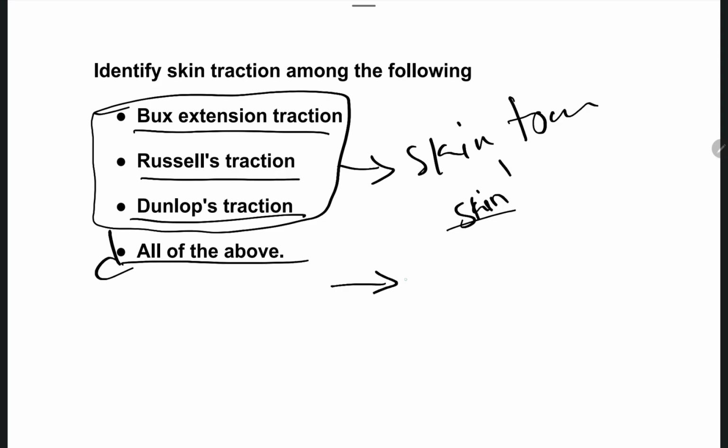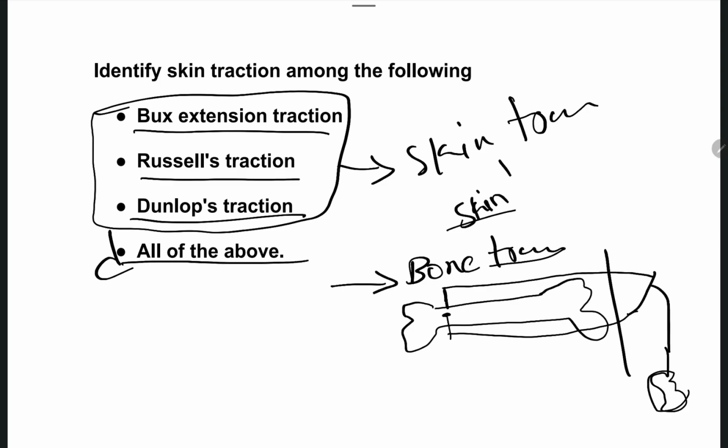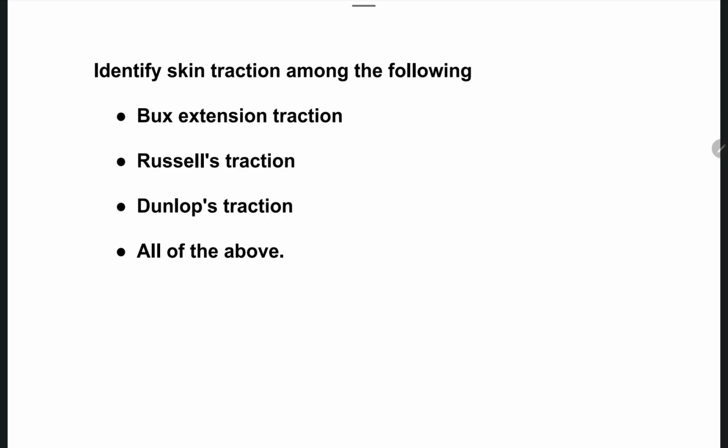And we have another type, that is bone traction. In this method we connect the traction to the bone. For example, if it is a long bone, maybe the tibia or femur, wherever the fracture has occurred, they will make a hole and put a rod. To this rod they will attach a weight. Okay, so this is bone traction. So these three types are related to skin traction.